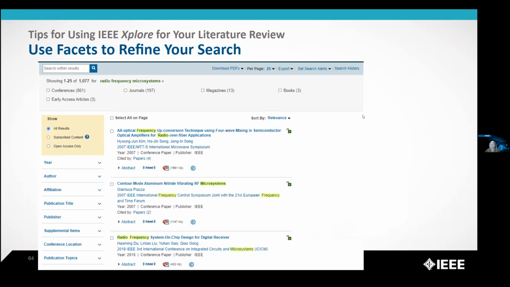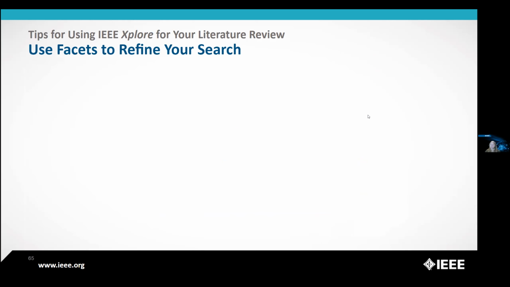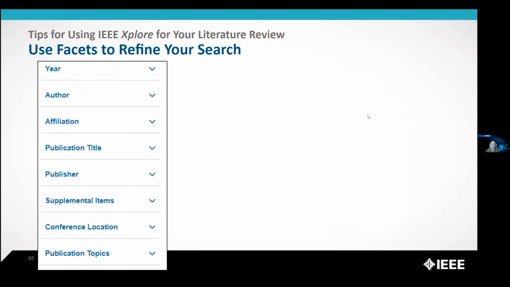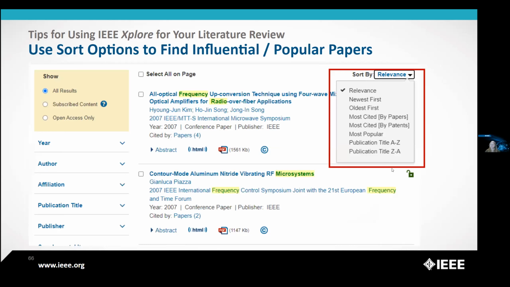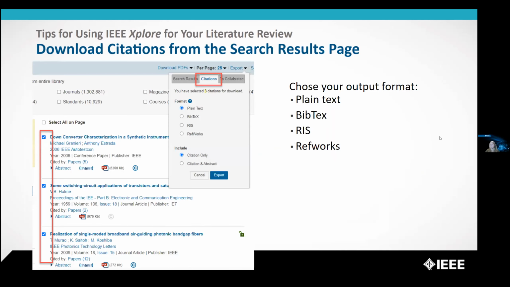You also want to use facets to help you refine your search. So you'll see those facets along the left-hand side of the page. And one of these really helpful ones is the publication topics facet. It might give you ideas for how to narrow your research. But that publication title facet, for example, can also show you the top published journals for your topic. You can also change how your search results are sorted to find influential papers by sorting by most cited papers, or to find the most popular papers.